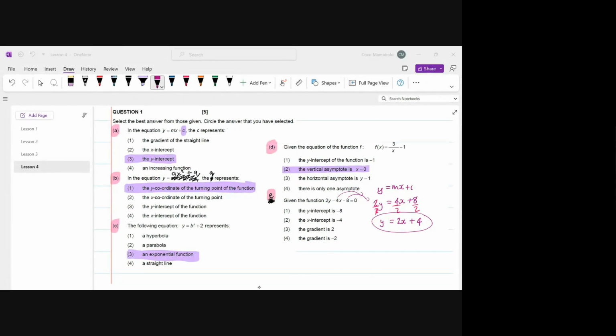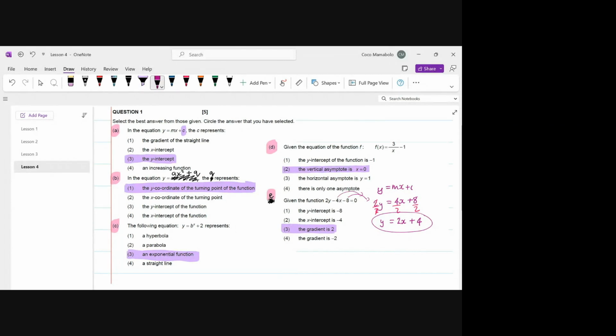Which one of those is true? We know that it's one of the last two. Which one is it? Number 3 or number 4? Number 3, correct. The gradient is indeed 2. The gradient is 2. All right.